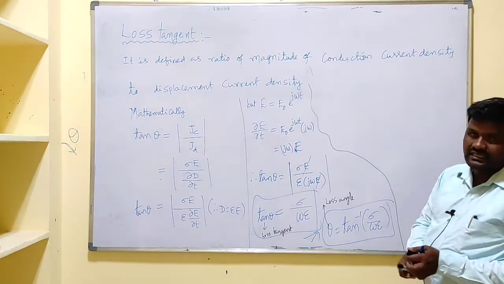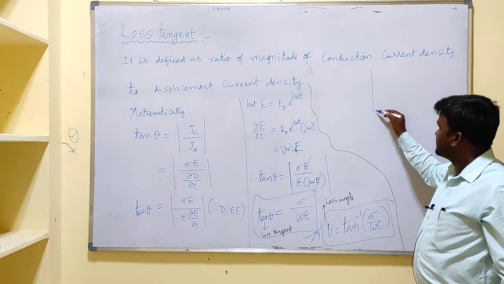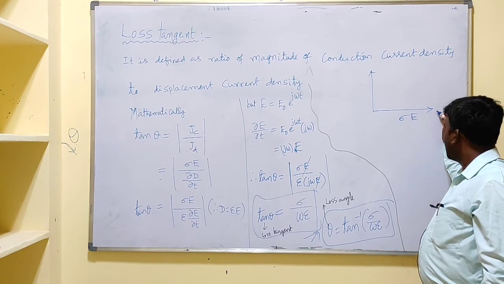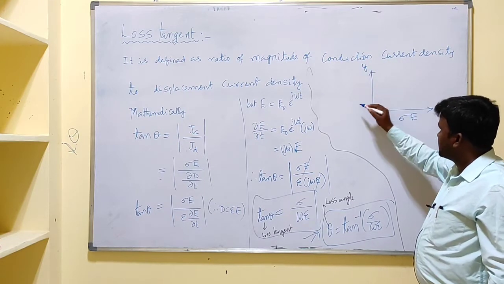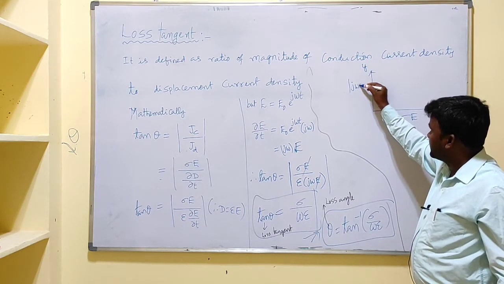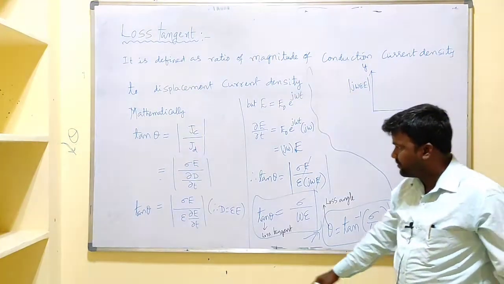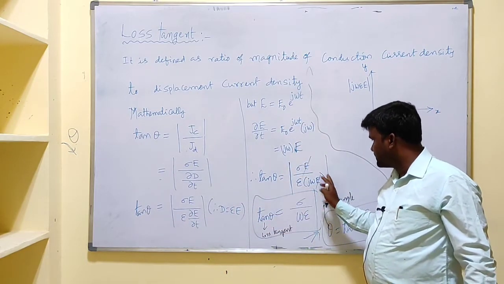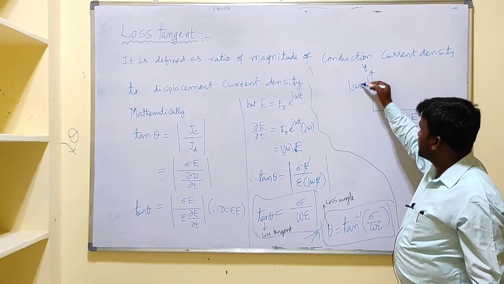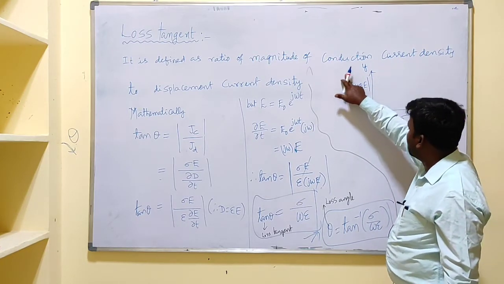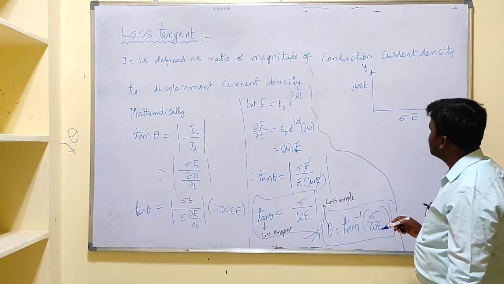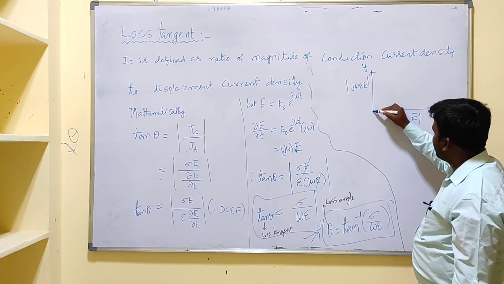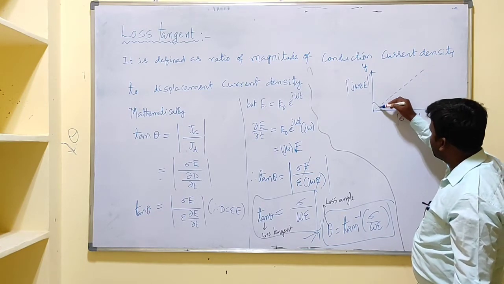Diagrammatically this can be represented like this. Let us take conduction current density, that is sigma E, on the x axis, and on the y axis the magnitude of displacement current density, that is j omega epsilon E. Finally we got dou D by dou t as epsilon into dou E by dou t, and the final expression becomes j omega epsilon into E. So this is on the y axis and this is on the x axis. Let us take magnitudes, and we can define our loss angle theta like this.